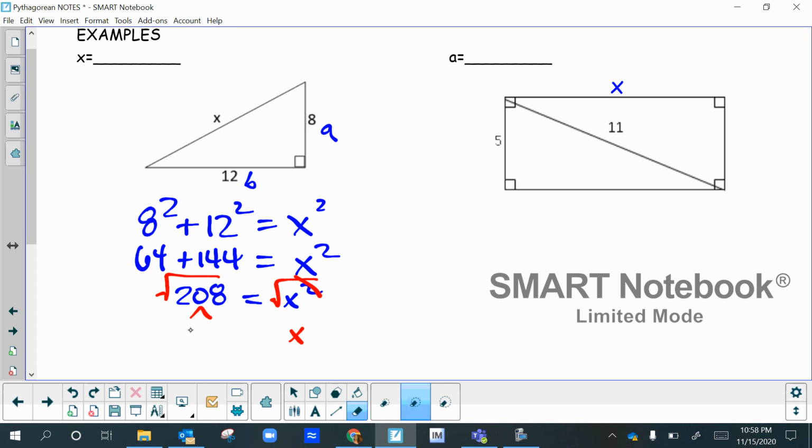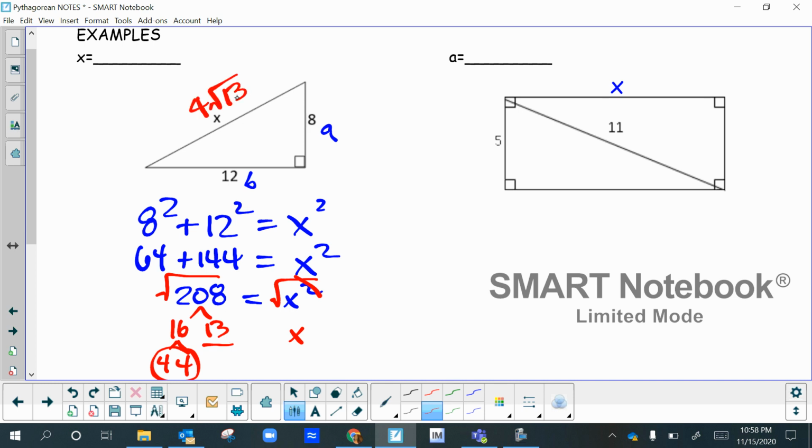However, 208, let's try 16. 16 does go into that. So I'm going to do 16 times 13. 16 is a perfect square, so I'm going to circle that and underline that. So the actual length of this is going to be 4 radical 13. So 4 radical 13. Okay, and so you're going to leave it in simplified radical form.